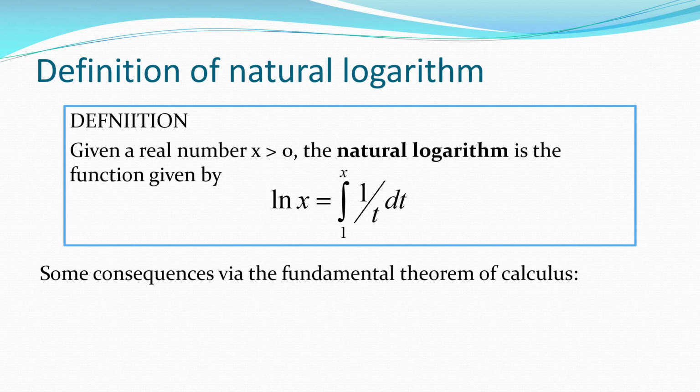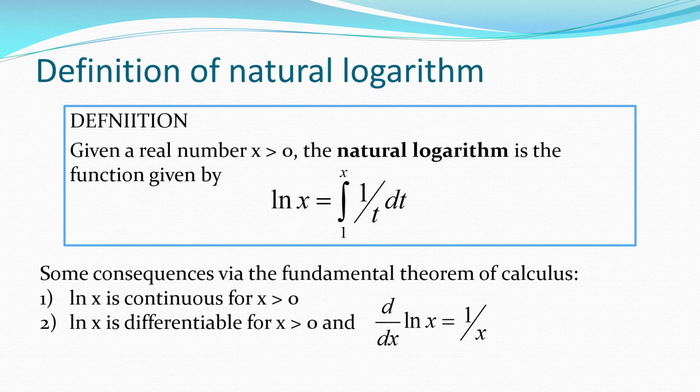Some consequences then come immediately from the fundamental theorem of calculus. The first one is that since 1 over t is continuous from all numbers bigger than 0, the natural log of x is also then continuous for the same values. Also, it has a derivative over that range of values, and its derivative is just 1 over x. And lastly, the natural log of x, therefore, must be increasing as the derivative is 1 over x, and that derivative is positive if x is positive. So we already know a lot about this natural log just because of the way we defined it.